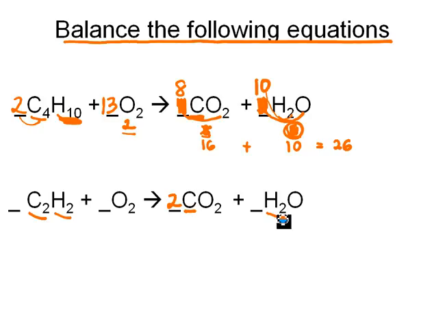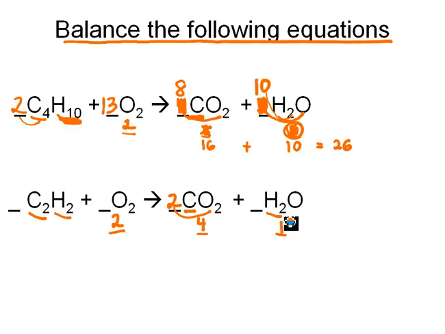And now let's go to our oxygens. It's your favorite part. I have 2 oxygens right here. I have 4 oxygens from the CO2 because of 2 times 2. And I have 1 oxygen from H2O. Again, I have an even and an odd situation here. I have 2 on the left side and I have a total of 5 on the right side.